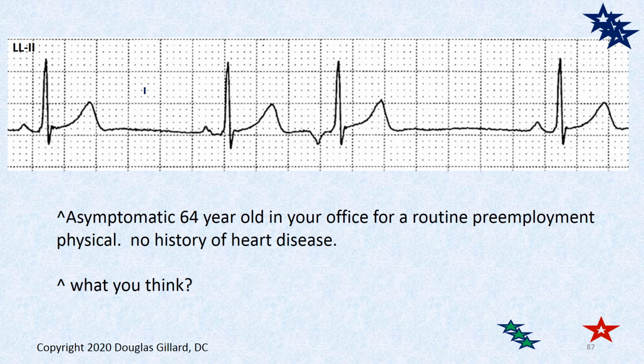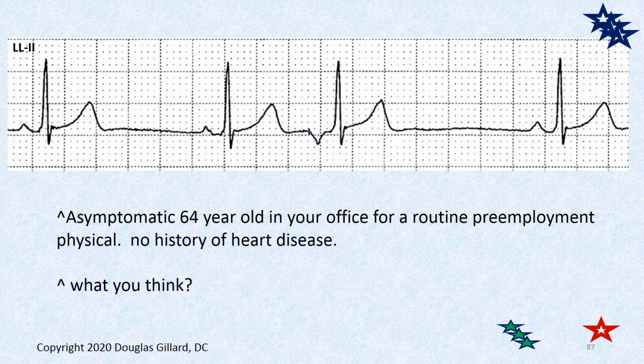A 64-year-old comes to your office, a routine physical. What do you think? We actually saw something like this. Did we? Maybe we didn't. Well, look at the RR intervals. Whoa, short one, really short. That tells you this must be the problem. If we look, let's look at what the normal P wave looks like. Yep, it's upright, normal PR segment. And this is inverted, right?